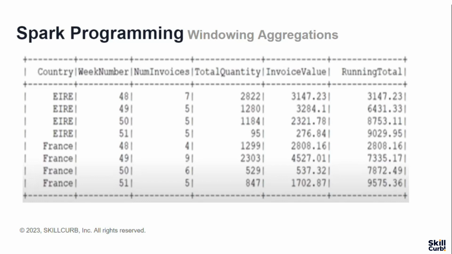And the same requirements repeat for the next country. This cannot be delivered using simple and grouping aggregations. So firstly, we will break this data frame by country, then we will sort it on the basis of week number, and finally we will calculate the running total using the sliding window. And all this can be done using the windowing aggregates.